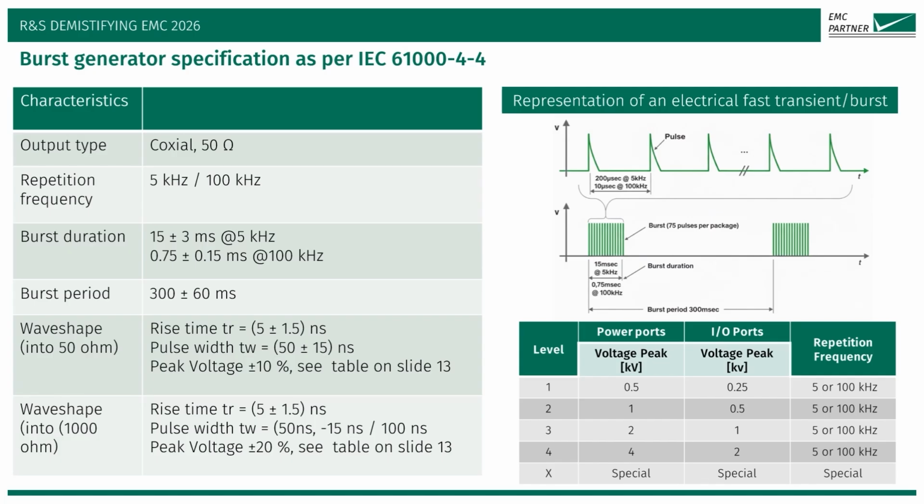That's why small mistakes in test setup or generator grounding can completely distort the waveform. The test levels are divided into power ports test levels and I/O ports test levels. The power ports are normally tested up to 4 kilovolts and the I/O ports up to 2 kilovolts. The frequency actually depends on the applied product standard. If the standard doesn't specify any frequency, both frequencies should be tested.